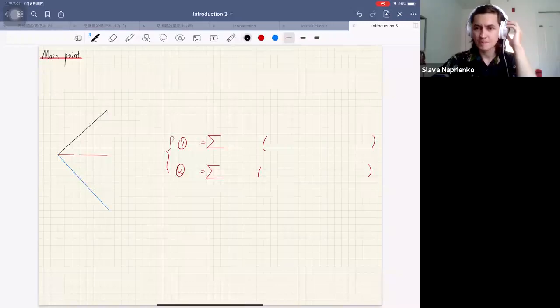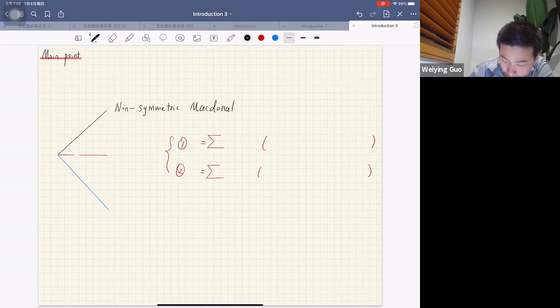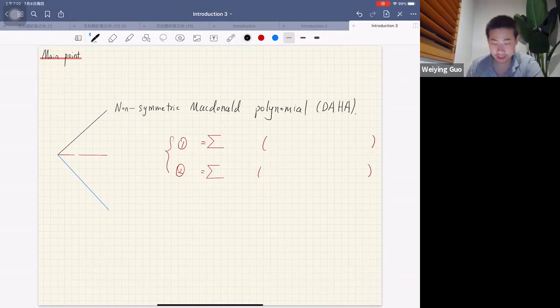So firstly, this talk is about comparison of Macdonald polynomials, from the alcove walk formula to the Haglund-Haiman-Loehr formula, and comparison of different Macdonald polynomials. In this talk, we will be separated into three parts. Firstly, I'm going to talk about the non-symmetric Macdonald polynomial in terms of the double affine Hecke algebra, which we shorthand to be the DAHA.